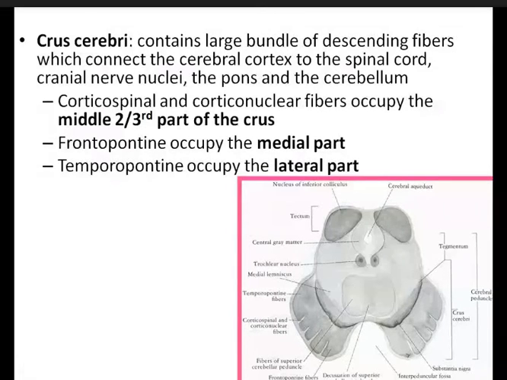Once again, the crus cerebri consists of bundles of descending fibers. Among them, the middle 2/3 is occupied by the corticospinal and corticonuclear fibers, whereas the medial part is occupied by the frontopontine fibers, and the lateral part is occupied by the temporopontine fibers. So it consists of the descending fibers from the cerebral cortex to the cranial nerve nuclei, the pons, spinal cord, and the cerebellum.